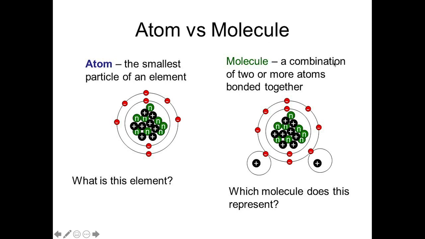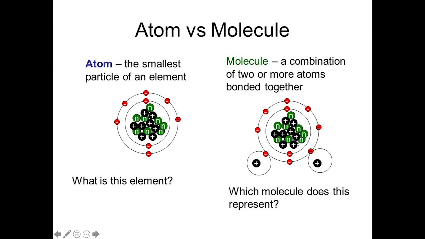A molecule is a combination of 2 or more atoms bonded together. So for example, here I've got H2O. If you've ever heard of H2O, we're talking about water. So here are my two H atoms. Those are my hydrogen atoms with their one proton and one electron. And they've been bonded together with this oxygen atom. If I count this, 1, 2, 3, 4, 5, 6, 7, 8. So that's oxygen. That's a molecule. So something like water isn't an element. It's a molecule. It's a combination of two elements.